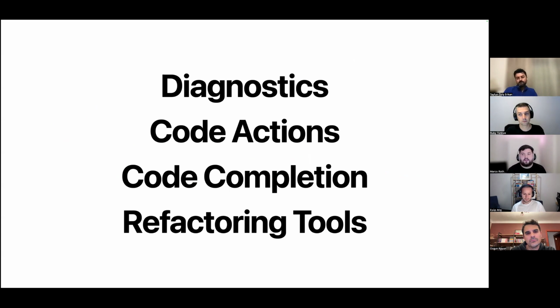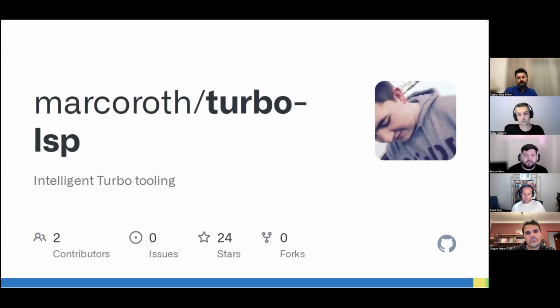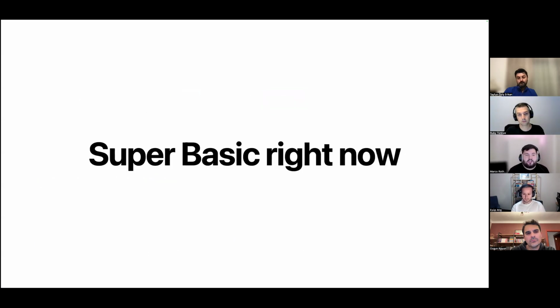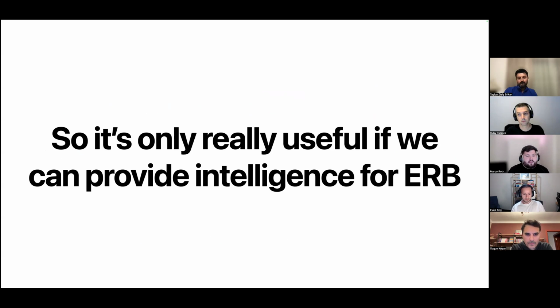And related to that, I was working with Turbo LSP, which has super basic support now. It's also available already, but it doesn't do much yet, just because it has the same problem. Turbo makes heavy use of these ERB helpers too. So we have to properly understand Turbo, ERB, and Rails tag helpers to make this more useful. If we don't really understand ERB, we can't provide any more intelligence than what we have today. So we have to make that work first.